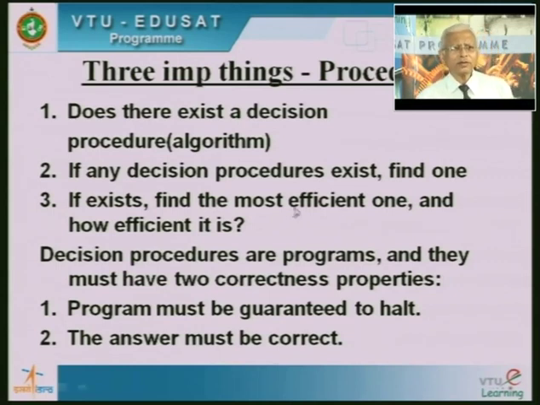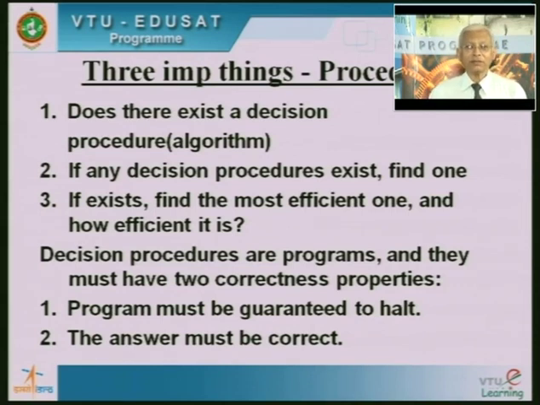So, if any decision procedure exists, find one. If it exists, find the most efficient one. We have been doing this in the other classes. For example, if the procedure is for sorting, there are so many algorithms. Quick sort is there, bubble sort is there, insertion sort is there, merge sort is there, but again you find which is the efficient one.